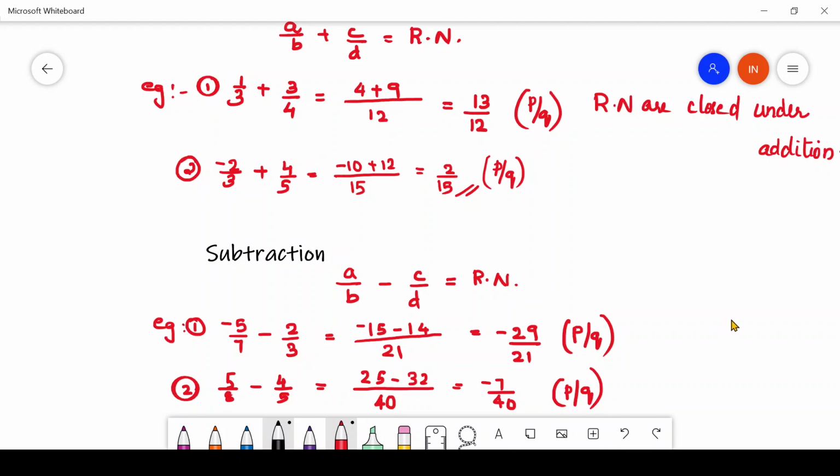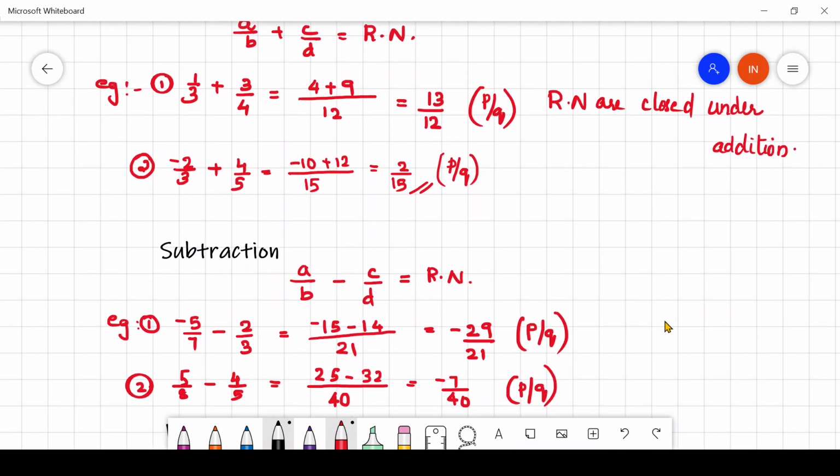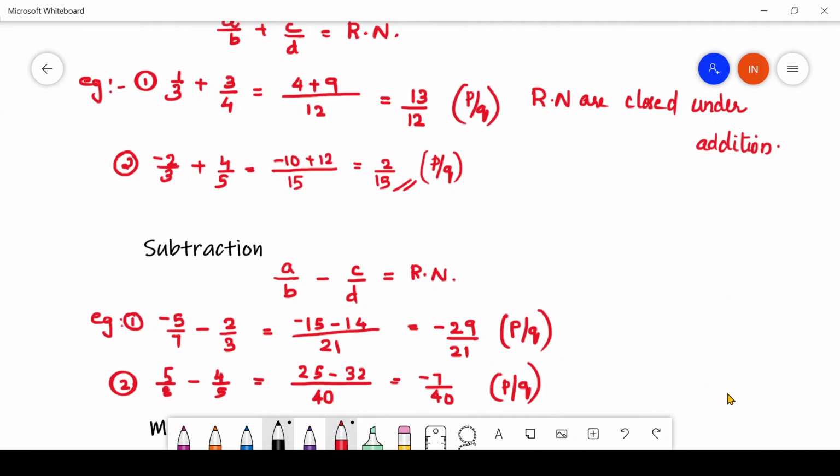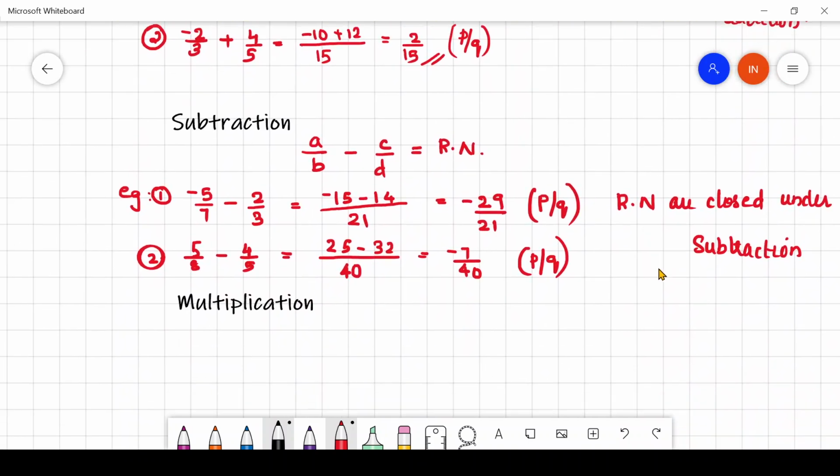That means when two rational numbers are subtracted, we get another rational number. So we can say that rational numbers are closed under subtraction, right? We concluded it like rational numbers are closed under subtraction. Is it clear? Yes. So let us move on to the next one, multiplication.